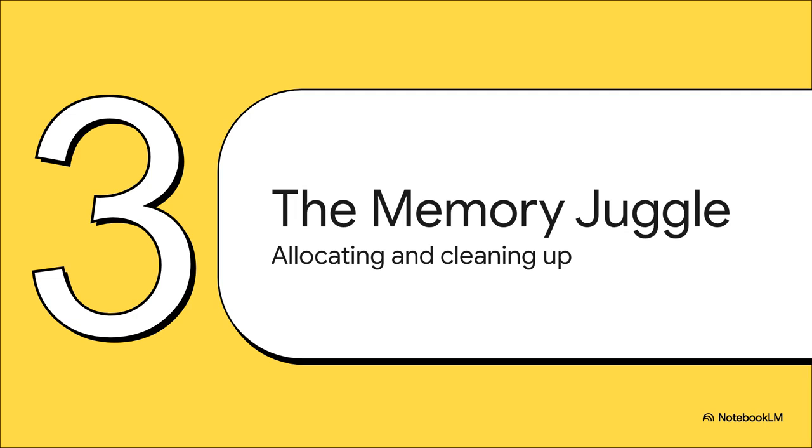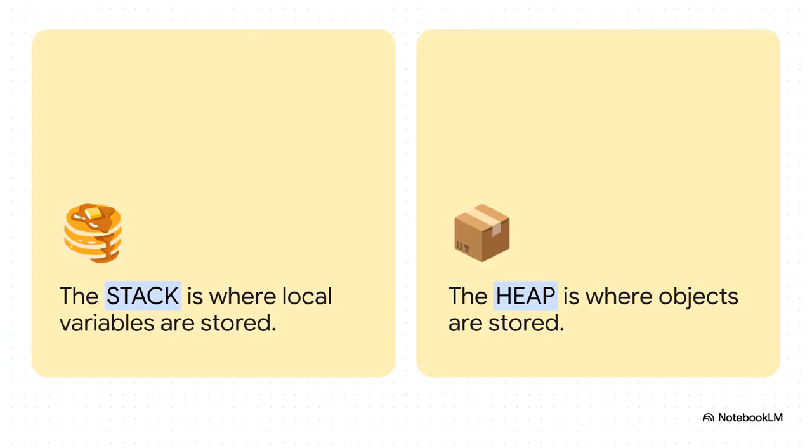All right, next up, the memory juggle. So our code's blueprints are in. Now we need a place to actually do stuff, a place for all the data and objects that our program is about to create. So where does all this data live? Well, the CLR basically has two neighborhoods for it. First, you've got the stack.